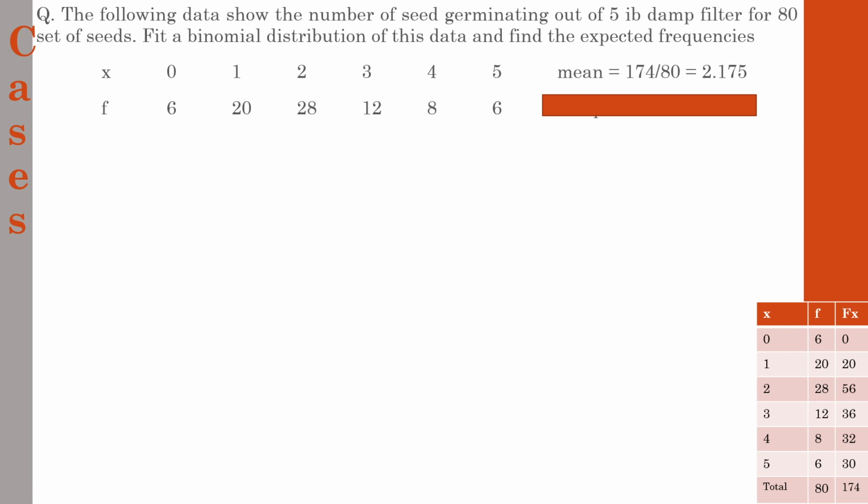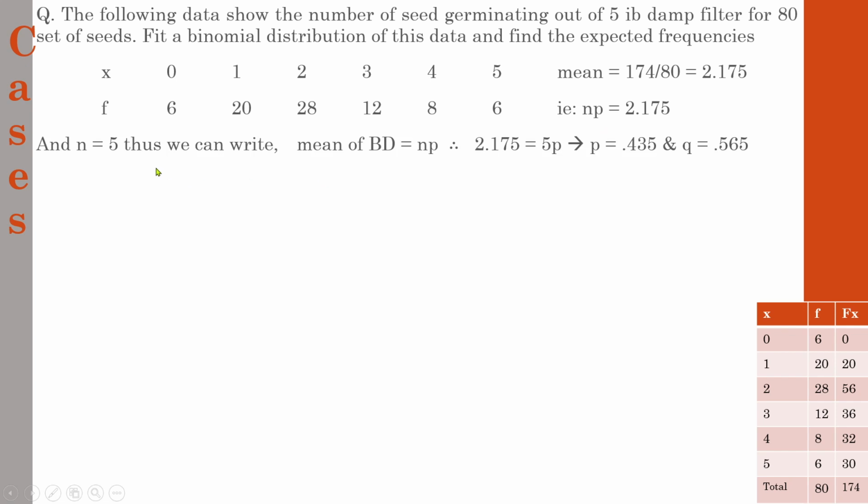So on the basis of that, you can say that NP will be 2.175, because the mean of this series is 2.175. And we also learned that in binomial distribution, mean is represented by NP. So now we have NP equal to 2.175, and we also have the value of n, which is 5. So you can easily find the value of P.